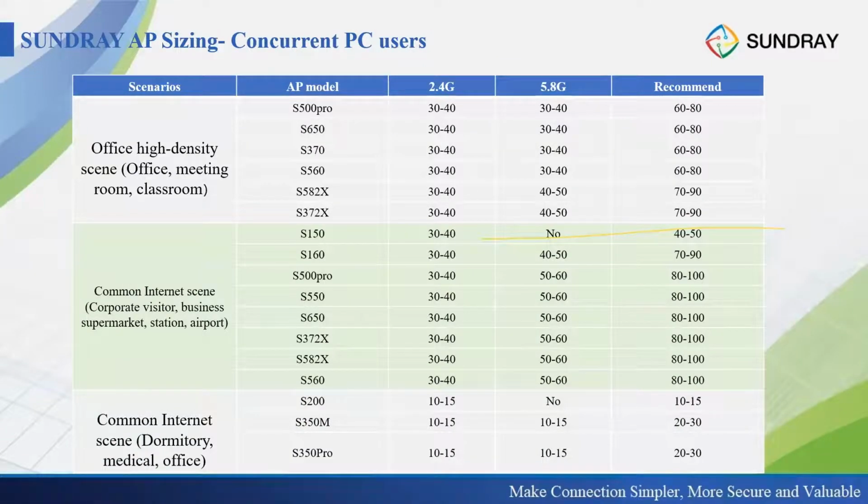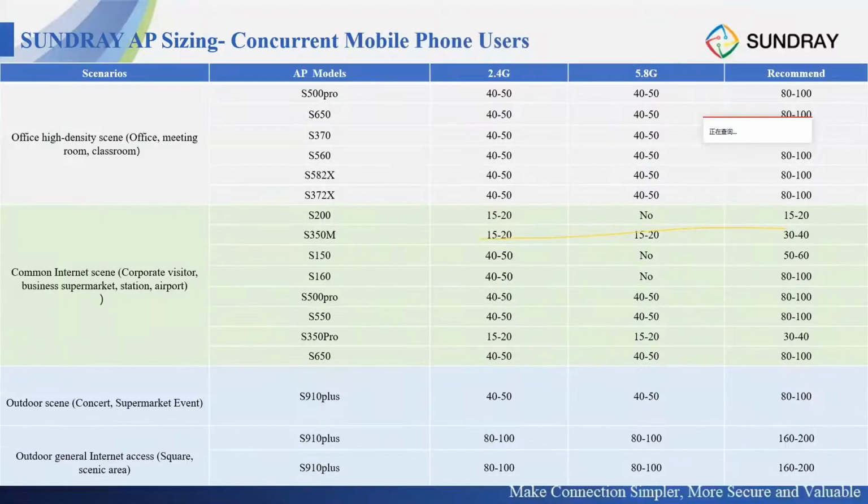And also the concurrent users for each AP. The concurrent users depend on the scenario. If your AP is used to connect laptops, we know that laptops are more bandwidth consuming. So for the S500 Pro, we recommend 60 to 80 users. Right, this is for laptops. But when we use phones, it's recommended 80 to 100. So in different scenarios, we can have different concurrent users.